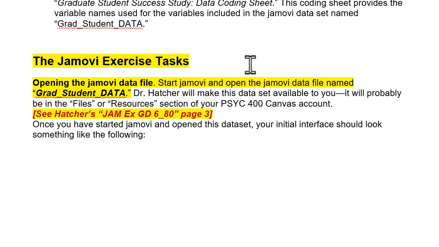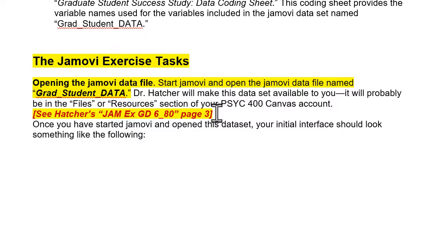I am still on page 4. About halfway down page 4, we come to our Jamovi exercise tasks. Opening the Jamovi data file. Start Jamovi, open the data file named grad student data. Before you do any of this, of course, you'll have to go to Canvas modules, find the data set, and save that data set onto one of your own drives. And once you've saved the data set on one of your own drives, then you can open Jamovi and use Jamovi to locate the data set and open it up.